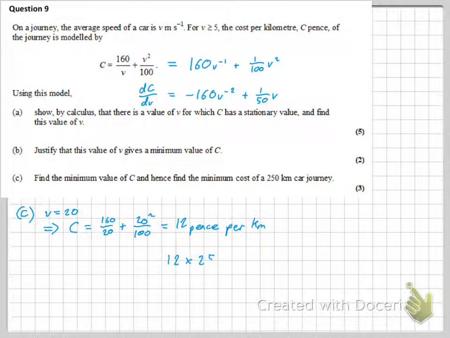It's 12p per kilometre and you're doing 250 kilometres, you need to times those together and we get 3,000 pence, which is £30, and we're done.